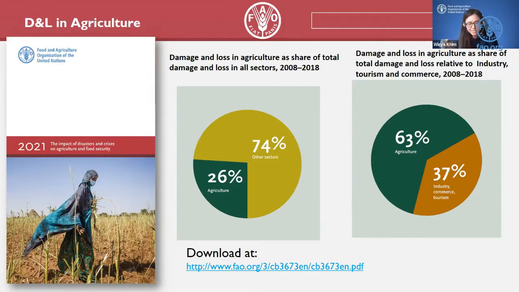One of the most striking messages from the report is that between 2008 and 2018, agriculture, including crops, livestock, forestry, fishery, and aquaculture, absorbed 26% of the overall impacts caused by medium to large scale disasters in low and lower middle income countries. And if we take a closer look, relative to industry, commerce, and tourism taken as a whole, agriculture on its own bears 63% of the damage and loss from disasters.